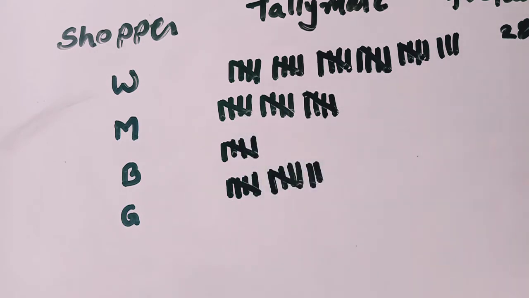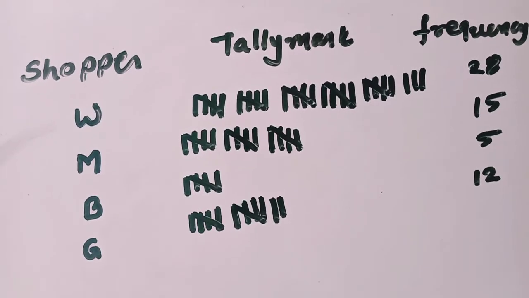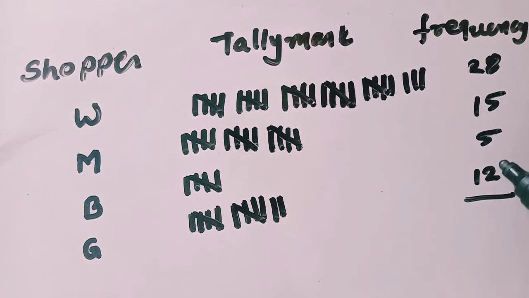So we can see that 28 women visited the shop, 15 men visited the shop, 5 boys visited the shop, and 12 girls visited the shop. And so in total, 28 and 12 is 40, 45 and 60 persons visited the shop.